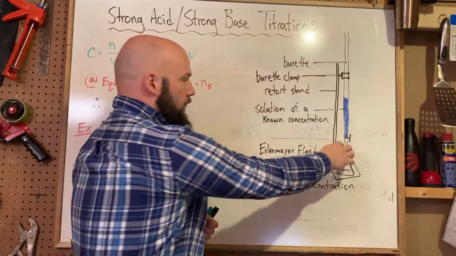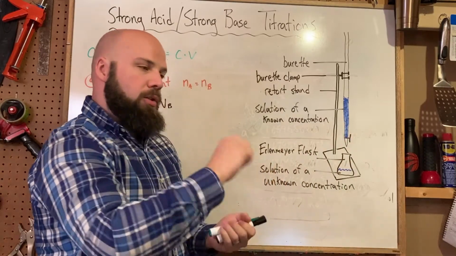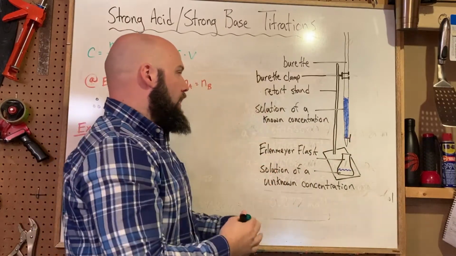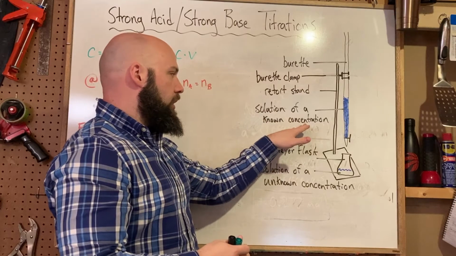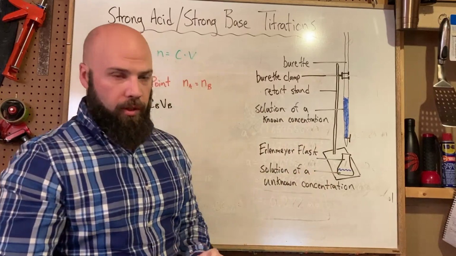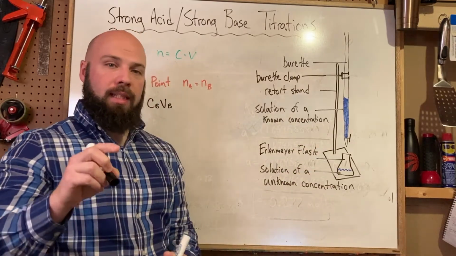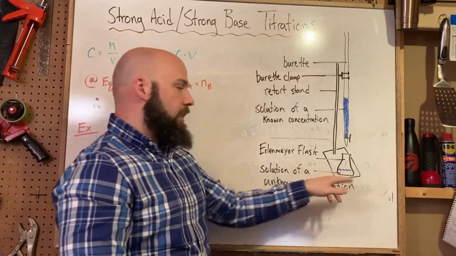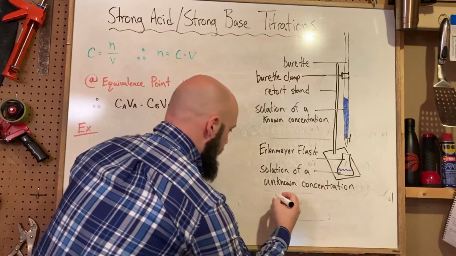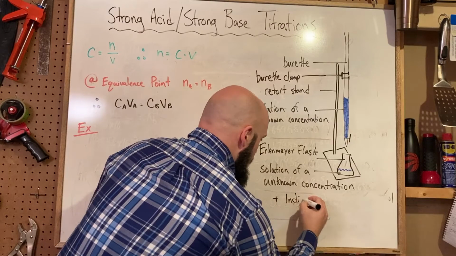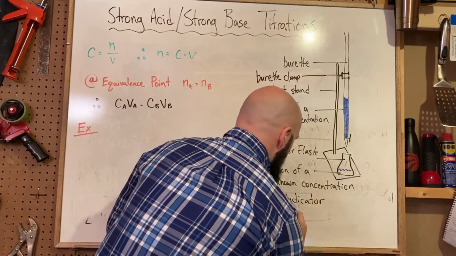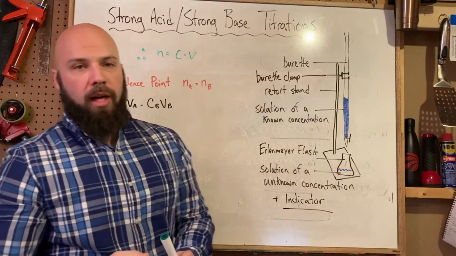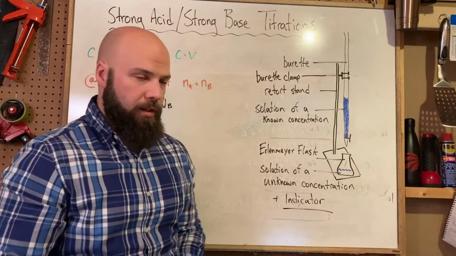Now, this knob here can be turned to very slowly add known concentration into your unknown solution. And the other thing that is a key component is in this solution there's going to be some sort of indicator. Now an indicator will change color at a certain pH range.